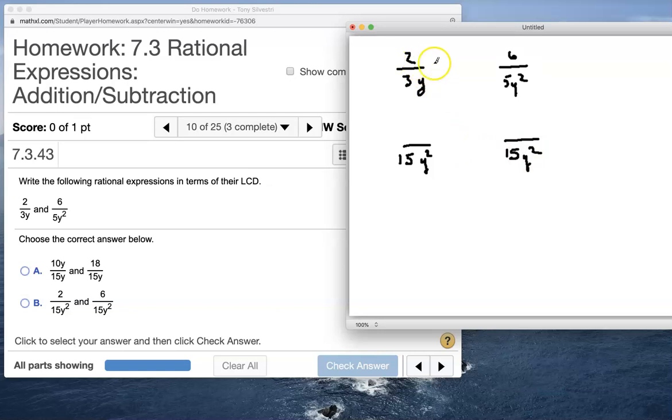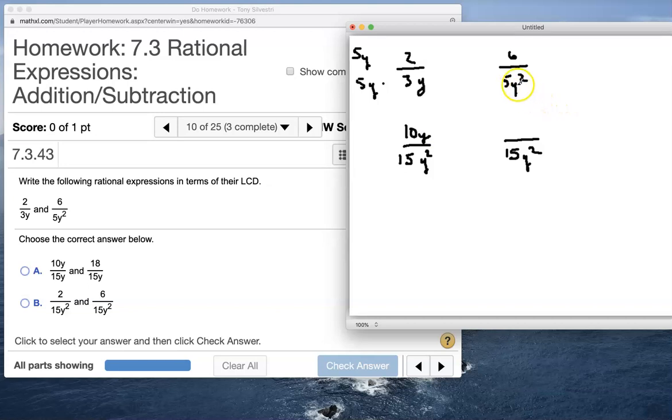Now we've got to adjust the numerators to reflect the common denominator. Well, this 3 has to become 15. I've got to multiply by 5. This y has to become y squared. I've got to multiply by y. Multiply those two, you get this on the bottom. Whatever you do on the bottom, you have to do up top. And that's 10y.